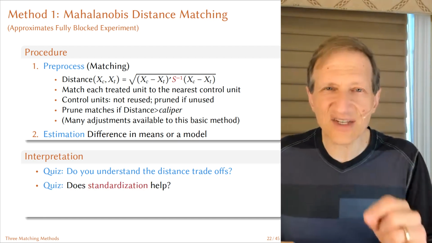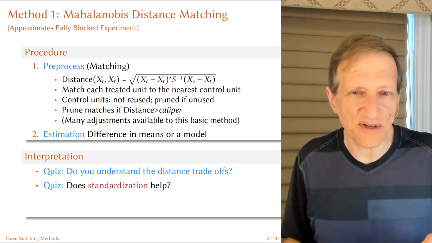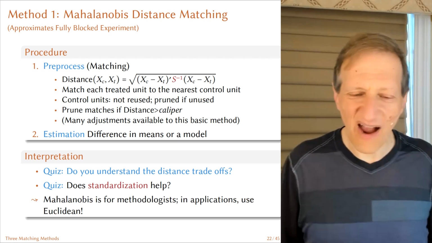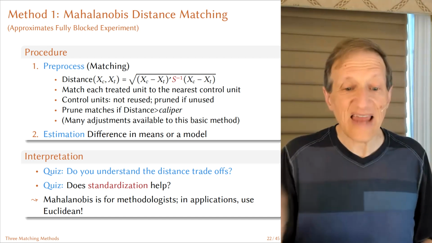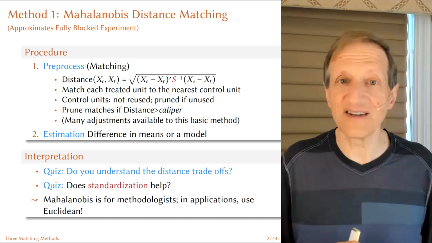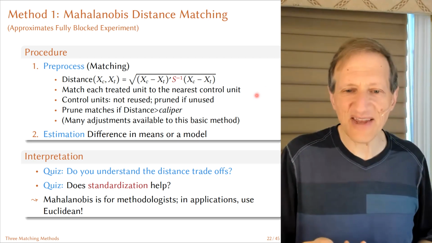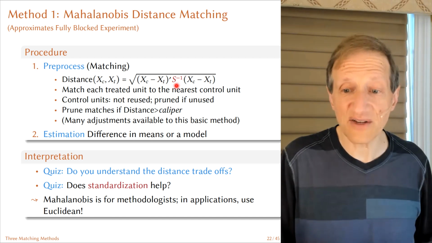Does the standardization help, or does it obscure the substance? You know, why is it here? So my generalization about this is Mahalanobis is for methodologists. In applications, we should use the Euclidean distance. So first of all, what is the Euclidean distance? It's the same thing as the Mahalanobis distance without standardizing.